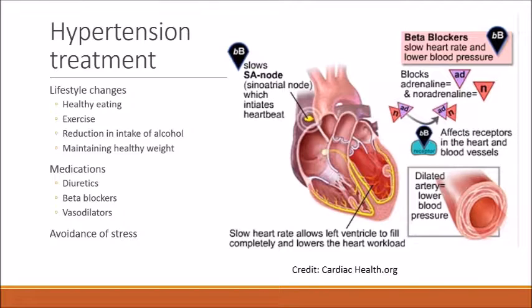Medications include diuretics, which decrease sodium and water uptake in the kidney, thereby lowering their levels in the blood and reducing blood pressure. There's also beta blockers, which help the heartbeat slower and with less force by slowing the pace of the SA node, which initiates the heartbeat. You can see its label here at the top left of this diagram. And vasodilators, which relax the muscles in blood vessel walls, which can lower blood pressure as well.